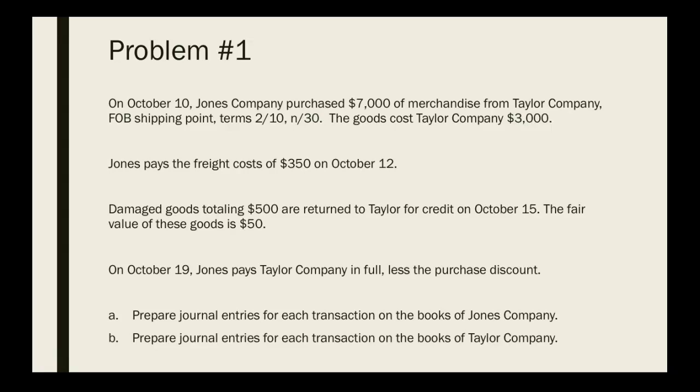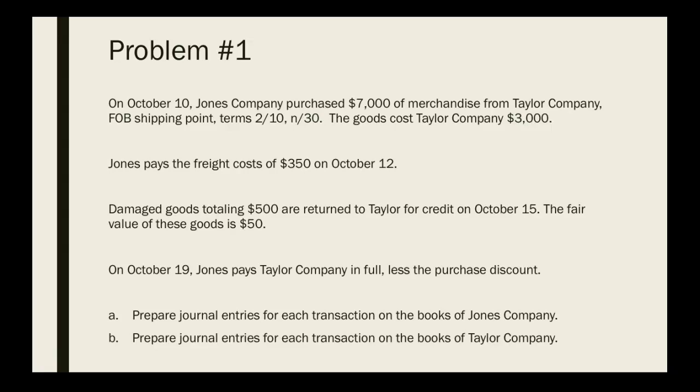The FOB shipping point means that the transfer of ownership happens when it's shipped. So the buyer will have to pay for shipping. Terms 2/10 n/30, which we read as 2/10 net 30, means that the buyer will get a 2% discount if they pay back within 10 days, or they have to pay the net, they have to pay all of it within 30 days.